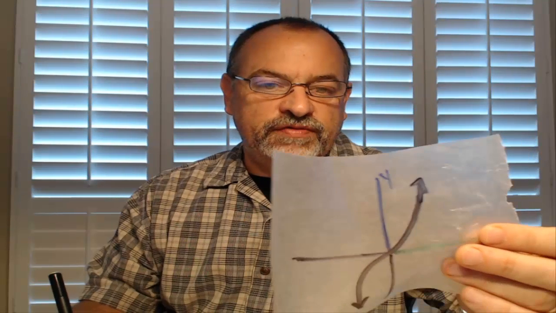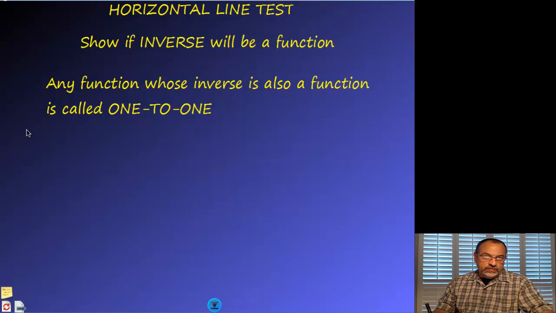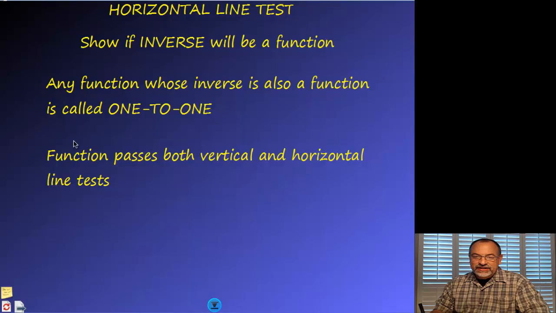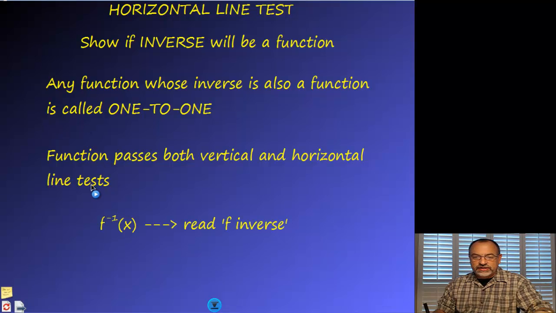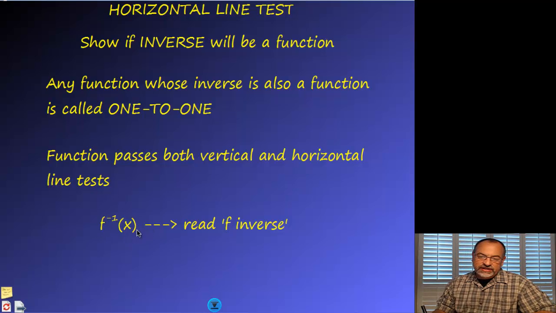And if the inverse will be a function, then the function and its inverse are called one-to-one. So if we refer to an equation or a function and its inverse as one-to-one, what that means is both the original function or the original relation is a function, and also the inverse will be a function. So if they're one-to-one, a function or a relation will pass both the vertical line test and the horizontal line test. And we have this notation here, f negative 1 of x, and we read that f inverse of x.